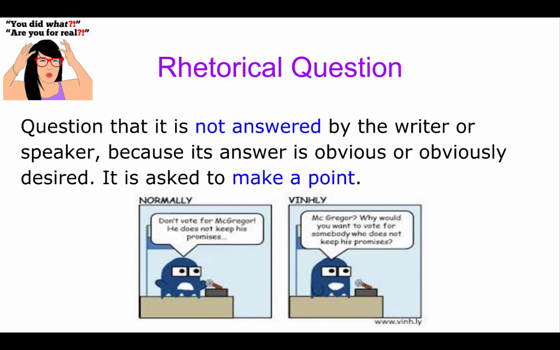For example, as the cartoon depicts, instead of saying, "Don't vote for McGregor, he does not keep his promises," a person might use a rhetorical question and say, "McGregor, why would you want to vote for somebody who does not keep his promises?" The question does not need to be answered specifically. Nobody would want to vote for someone who does not keep his promises. That's the point of the rhetorical question.